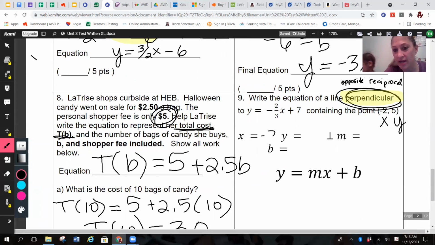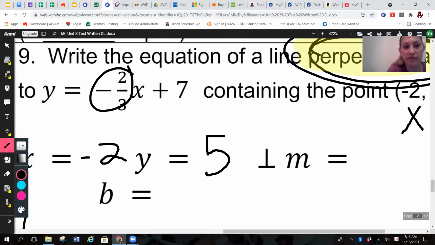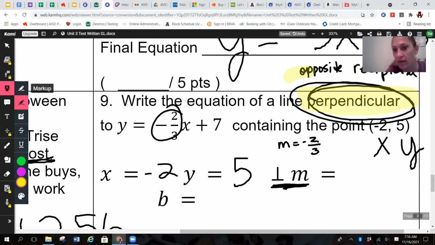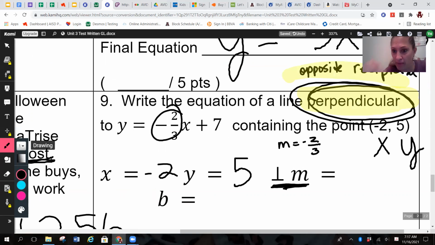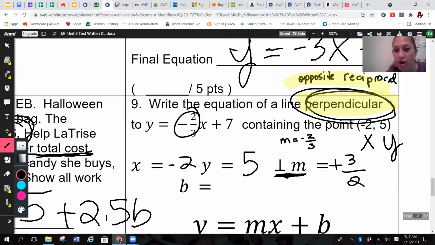Okay, so again, X is -2, Y is 5. Here's the tricky part. They're giving me the slope of the line, and I have to find the new line perpendicular to that slope. So the original slope, M, is -2 divided by 3. So any perpendicular slope has to be what I just highlighted: opposite, negative, positive, and reciprocal. Flip the numbers on the fraction. Because that's negative, this one's going to be positive. And because that's 2 divided by 3, it's going to be 3 divided by 2. That's the slope you needed to be successful on problem number 9.